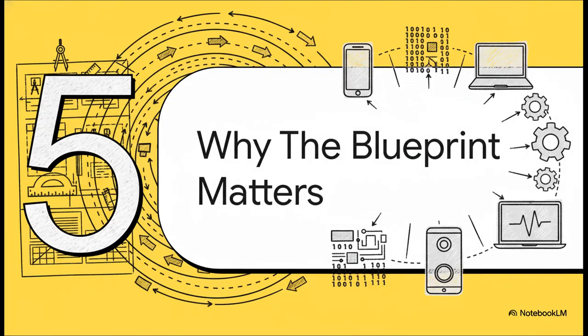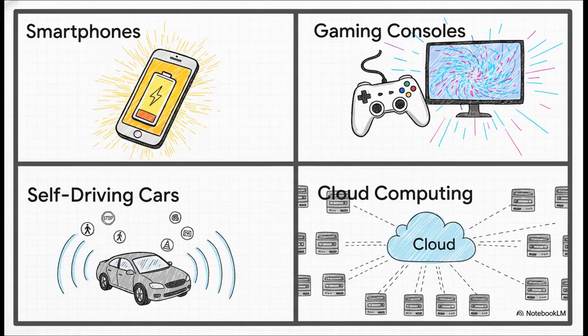So we've been deep in the weeds with blueprints, languages, and highways. But why does any of this technical stuff actually matter to you? Because these architectural decisions directly, and I mean directly, shape the technology you use every single day. The fact that your smartphone can last all day on a single charge, you can thank its power-efficient RISC architecture. Those mind-blowing graphics in your gaming console? That's possible because of a highly parallel architecture.